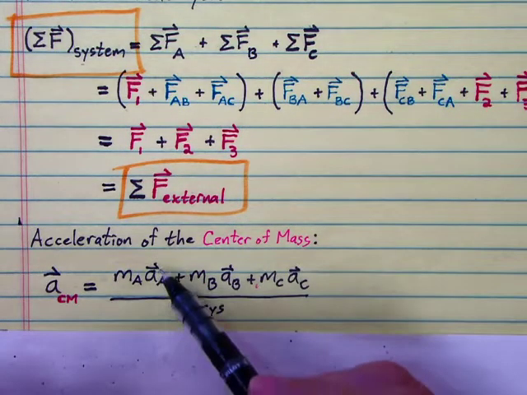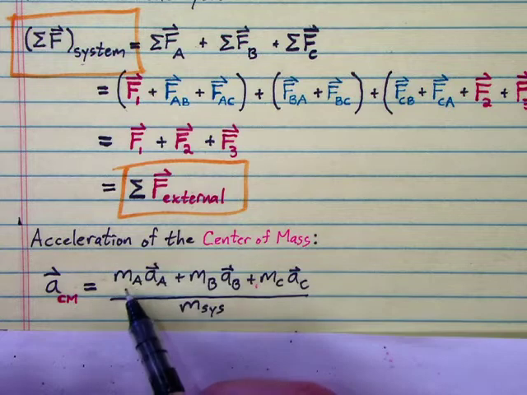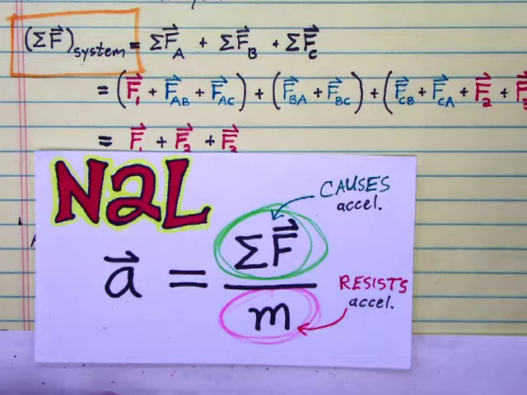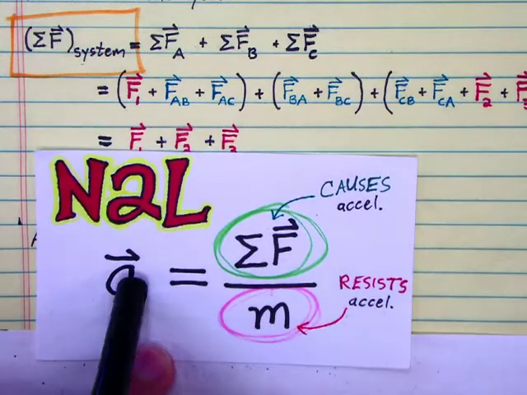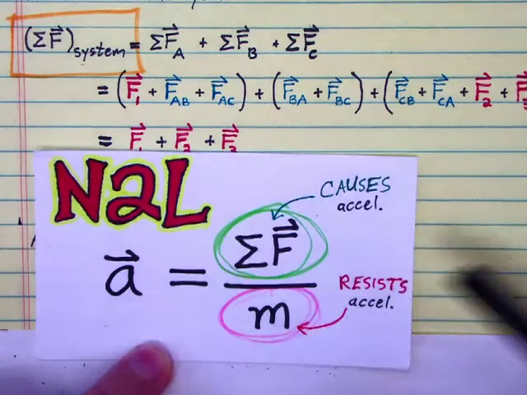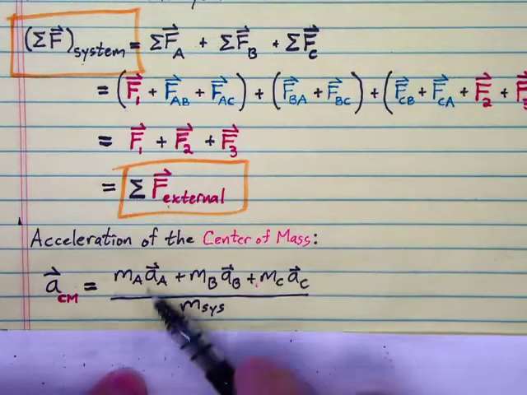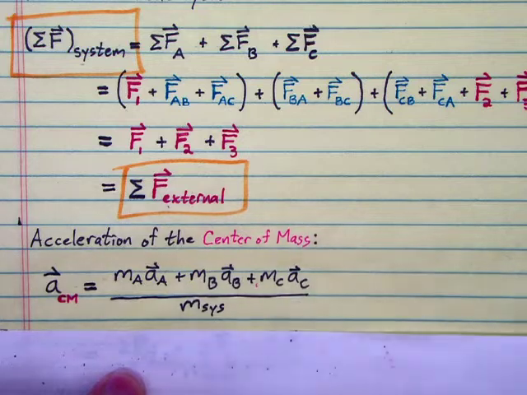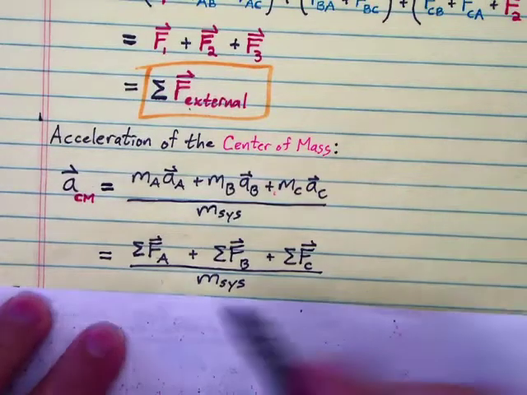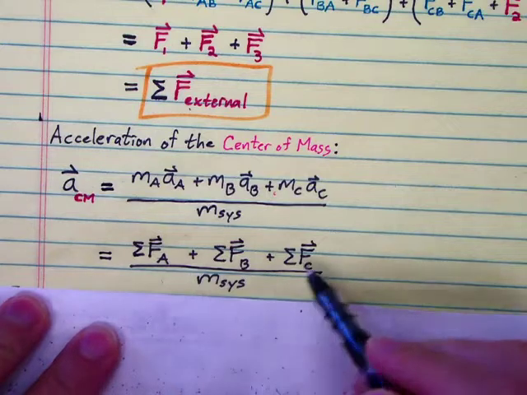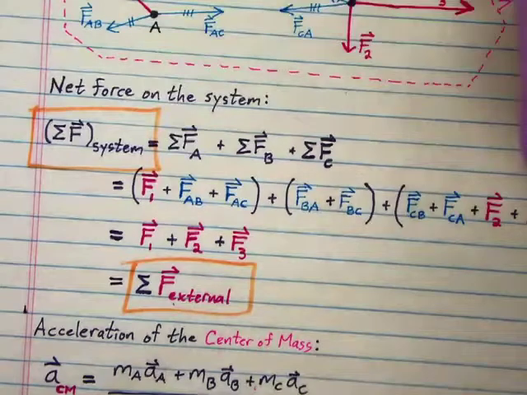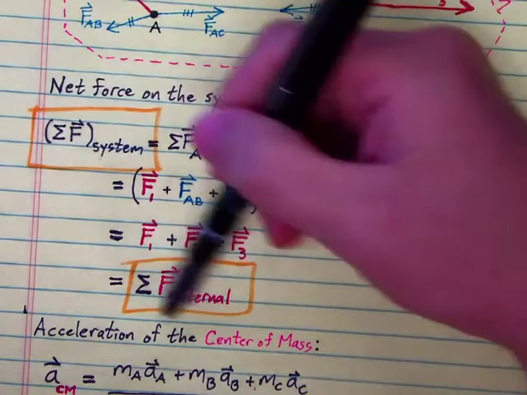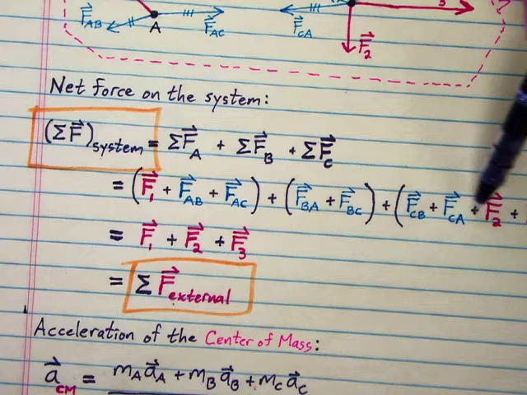Let's look at one of these terms in the numerator. Mass of A times the acceleration of A. That looks familiar because from Newton's second law, the mass of an object times its acceleration equals the net force on that object. So this actually represents the net force on A, this is the net force on B, and this is the net force on C. So our numerator looks like the sum of the forces on A, B, and C, which is exactly what we wrote up above as the net force on the whole system, which we showed is equal to the net external force because those internal force pairs will cancel out.